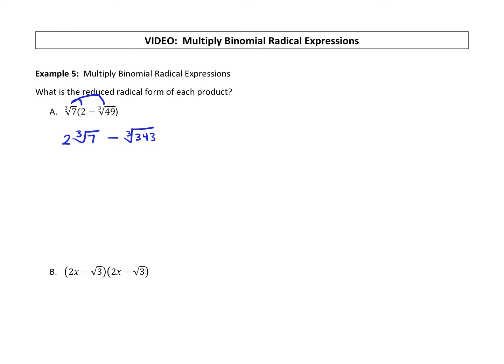343. And then if we think about our cube root numbers, 343 is actually on the list. The cube root of 343 is 7, so we can reduce this one more time. 2 times the cube root of 7 minus 7. These two terms are not like terms because this has a cube root of 7 and this one does not have a cube root of 7, so that's as far as we can simplify that one.